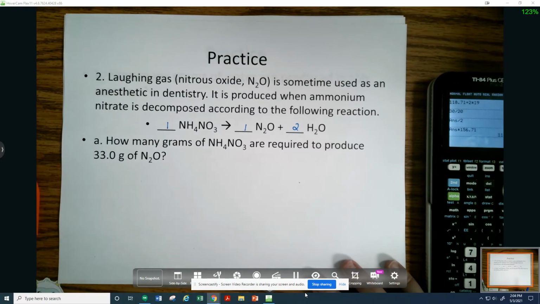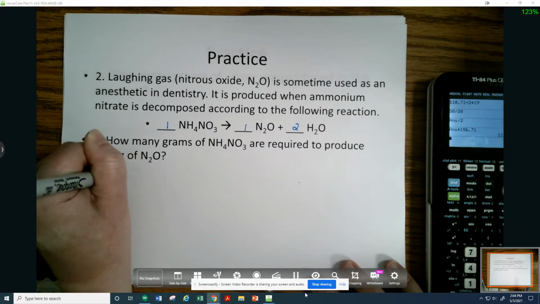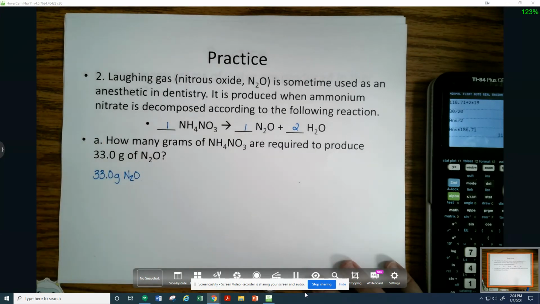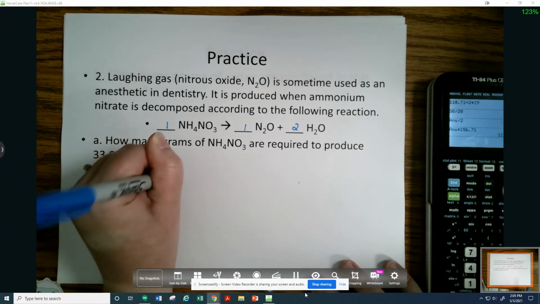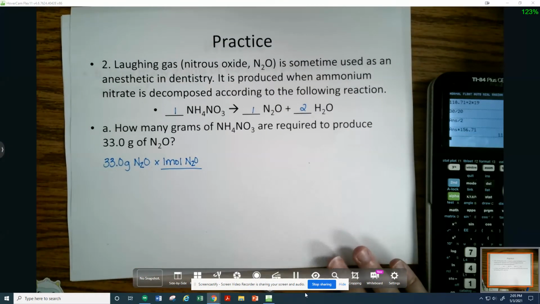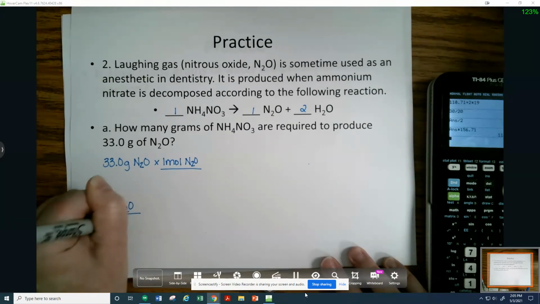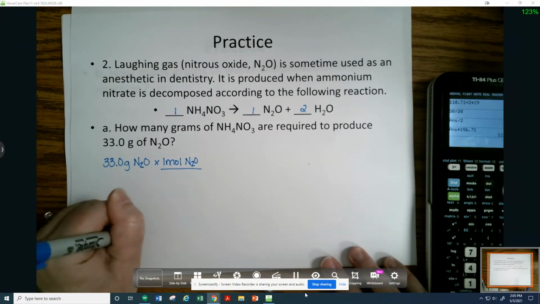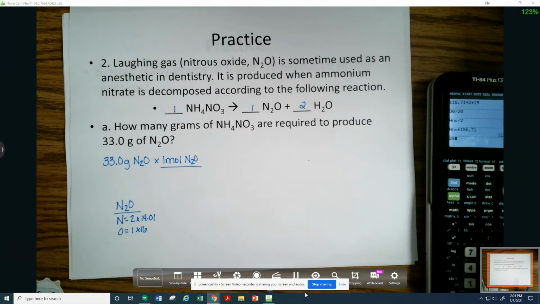So again, the starting point here is our given is 33.0 grams of this N2O. And so from there, what you want to do is convert it to moles first. So again, whenever you start with grams, the very first thing you do is convert it to moles using its molar mass. So N2O, we have nitrogen with 2, oxygen with 1. So the molar mass there, let's see here, looks like 44.02 is what our total is going to come out to.